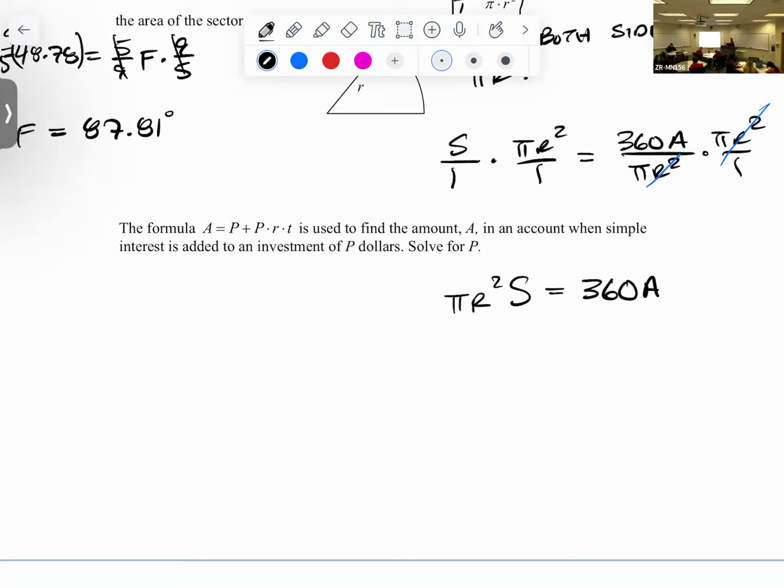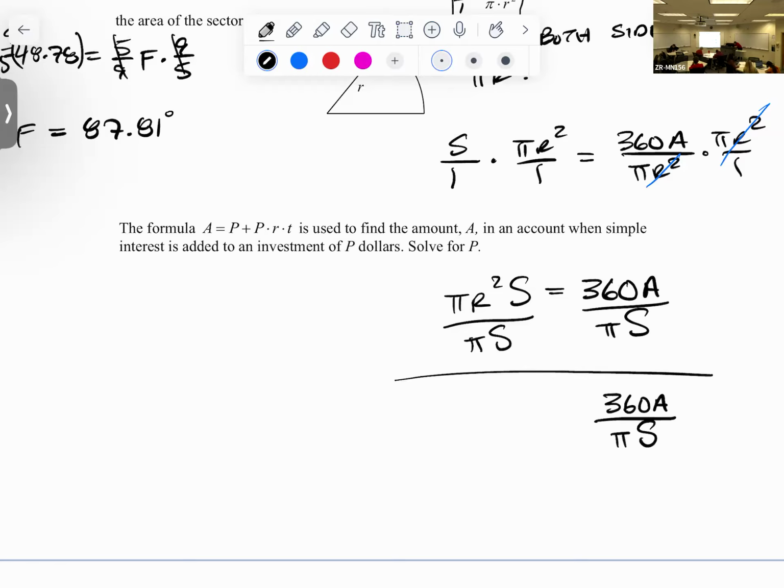Now remember, we're solving for R. Pi is being multiplied by R squared, S is being multiplied by R squared. What's the opposite of multiplying? Divide. So let's divide by pi S. What's left on the left side? R squared. Cancel, cancel, and we're left with R squared.